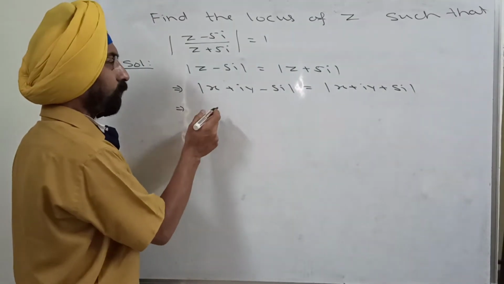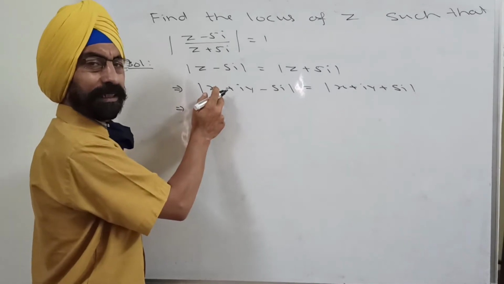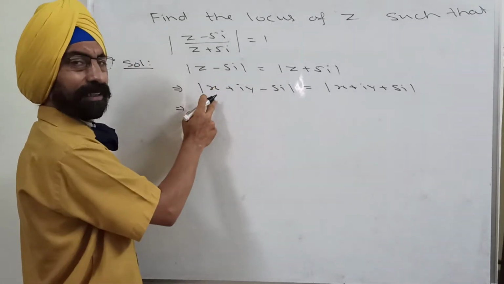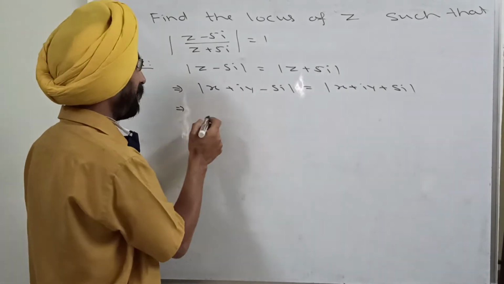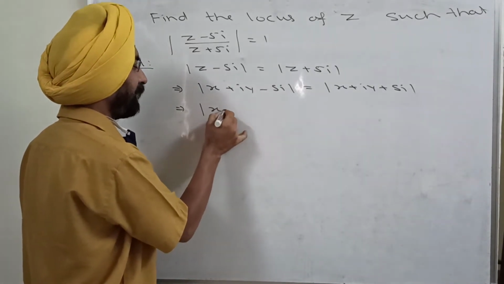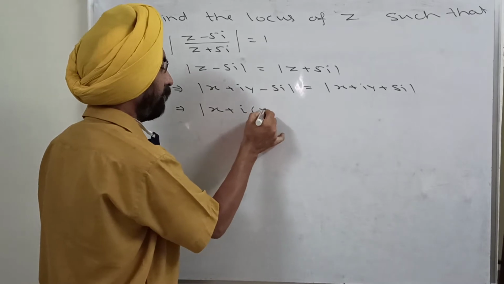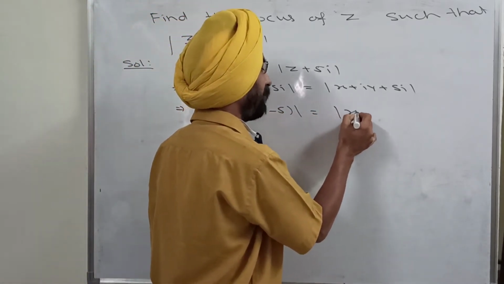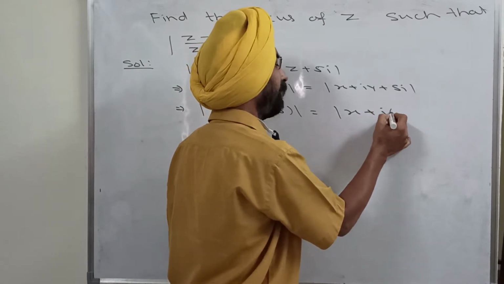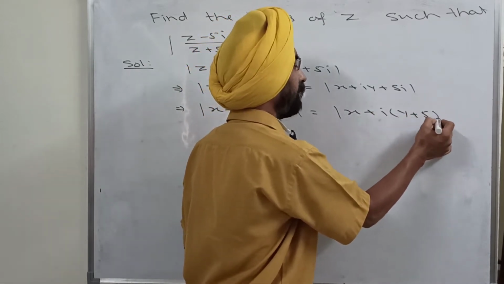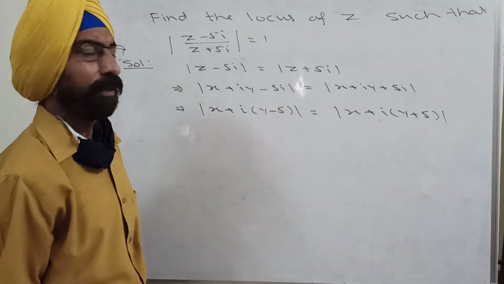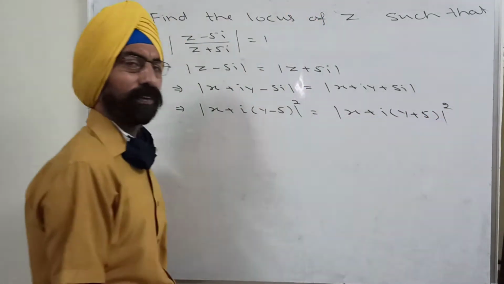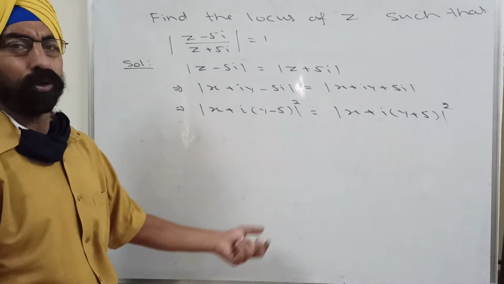Now, the only real term in this complex number is x, and the imaginary one is y minus 5. So I can write it as x plus iota (y minus 5) is equal to, on the other side, x is the real part and the imaginary part is y plus 5. Better to take square on both sides so as to get rid of the square root for the modulus value.